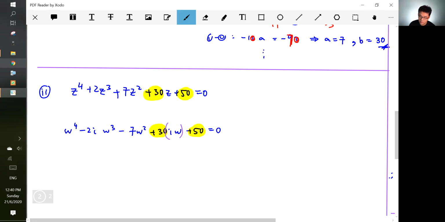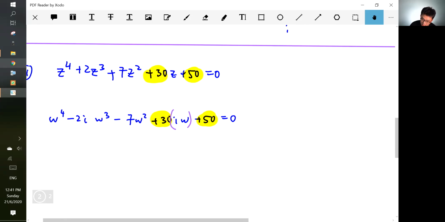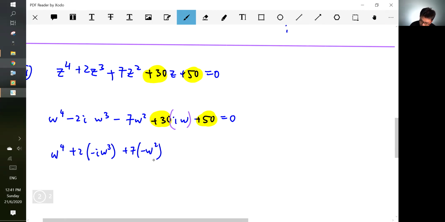Change this. And this one is a plus 7. So this one has to somehow be a plus 7. So you move it in, actually you can tell what is the substitute really. And then you need a plus 2 here. So plus (2 minus i)W³ plus (7 minus i)W² plus 30iW plus 50 equals 0.